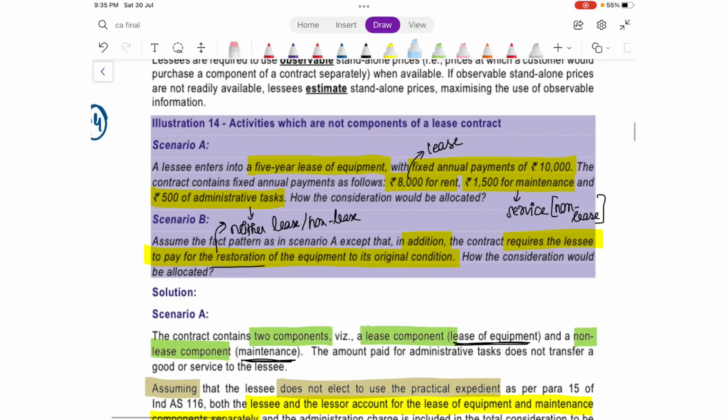Moving on to illustration number 14, here they are telling that there is a 5-year lease of equipment. There is an annual payment of 10,000 which they are going to pay every year as fixed annual repayments. In this 10,000, 8,000 is for rent, 1,500 is for maintenance, and 500 is for administrative tasks. So this 8,000 is for the rent, the lease. So this will go as a lease component. 1,500 is for maintenance, that is, for the services. So this will go into a non-lease component.